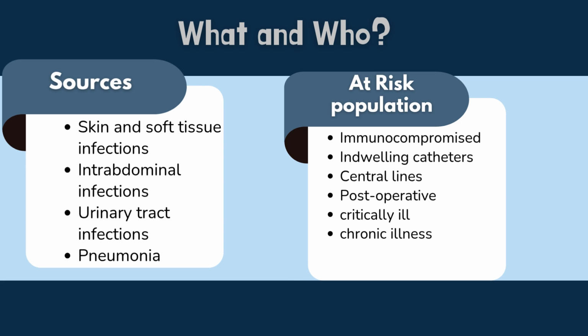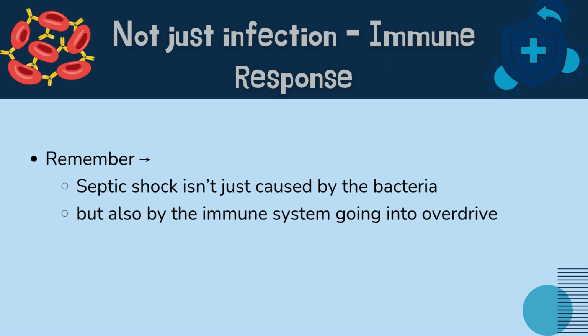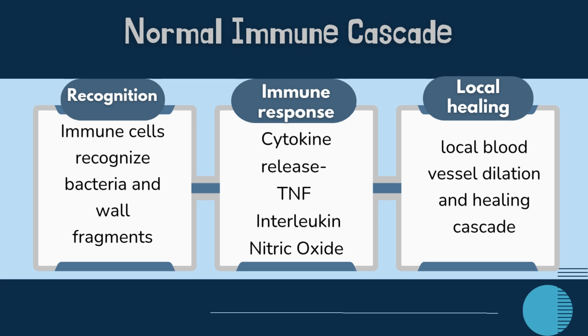The key concept to remember in septic shock is that it's not just the bacteria that causes the septic shock, it's the immune system response that goes into overdrive that causes the harm. So let's review this. When bacteria invade the body, immune cells don't just detect the bacteria that is alive, they also recognize fragments of bacterial cell walls, like lipopolysaccharides from gram-negatives and peptidoglycans from gram-positives. So this recognition triggers the immune system to act.